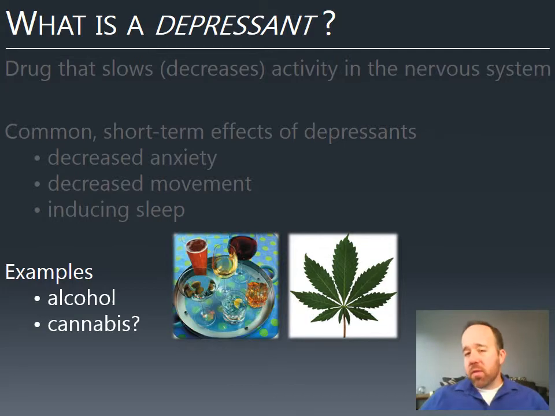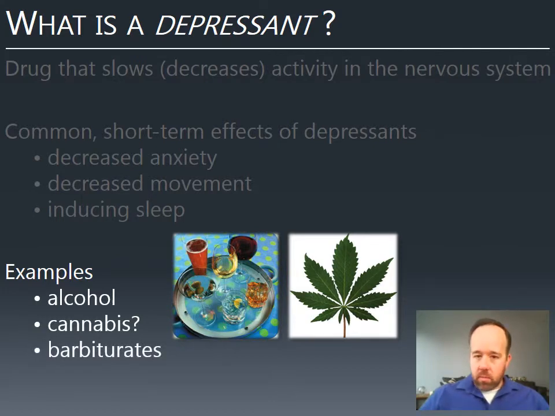Cannabis is sometimes classified as a depressant, oftentimes not. Cannabis in smaller doses can have depressant-like effects, but it has multiple effects at once, and some of those are not decreasing activity in the nervous system. In sufficient quantities, cannabis can actually be a hallucinogen. And so we don't typically classify cannabis as a depressant, even though it has certain depressant-like effects.